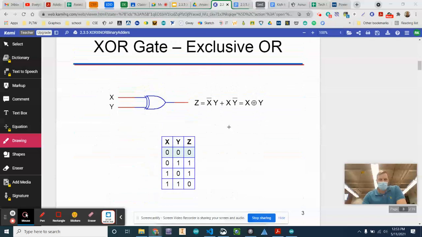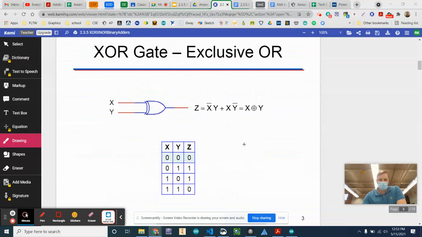So exclusive OR is basically if we took the OR truth table, but said we're only going to take the cases where we have one or the other. So we're not going to take the AND situation, and we're not going to take the neither situation, but only the OR situations, only one or the other, but not both.